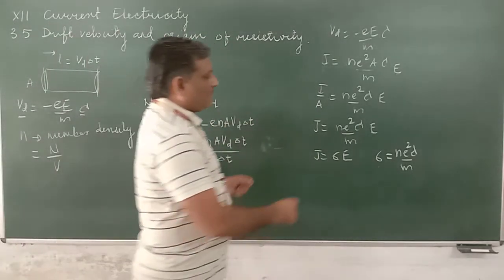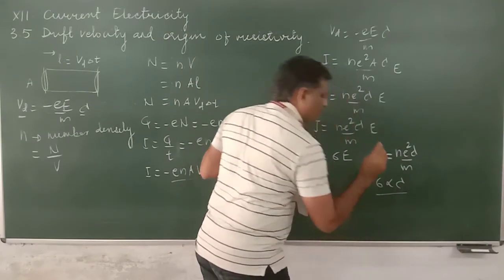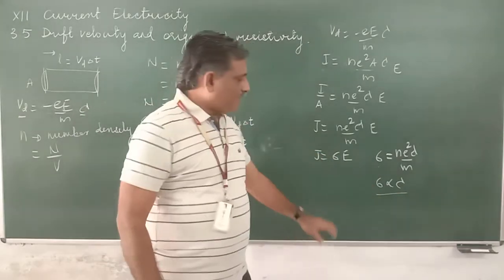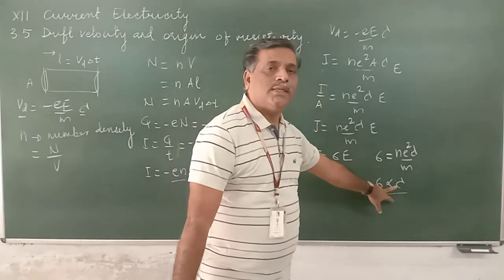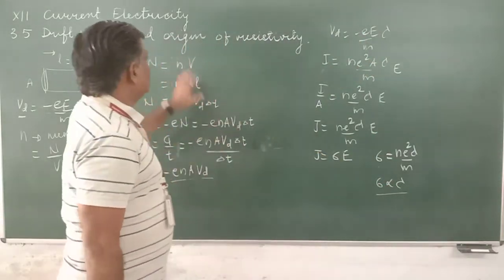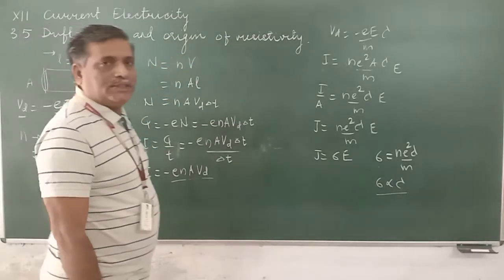From this, sigma is directly proportional to tau. As temperature increases, this explains the temperature dependence also. So sigma depends on this tau, and tau depends on the drift velocity. So the origin of resistivity is nothing but drift velocity.